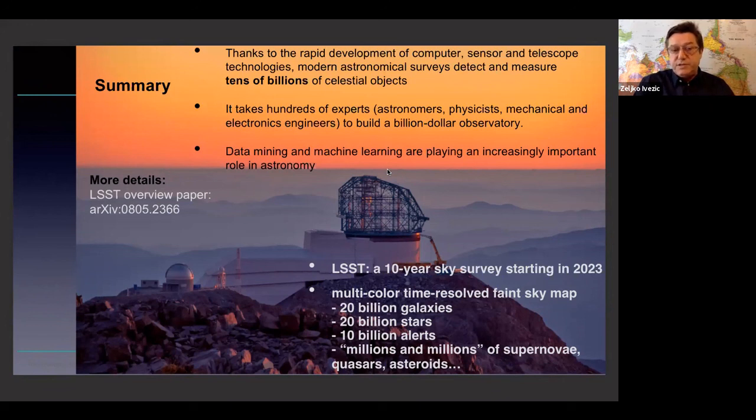To accomplish this goal, you really need not just astronomers, not even just astronomers and physicists, but also other professions: computer scientists, and most notably mechanical and electronics engineers to design the cutting-edge instrumentation. And you need lots of money too. And lastly, because we are working with tens of billions of objects, and because of the rapid development of computer technology, just as in many other fields, in astronomy data mining and machine learning are also playing an increasingly important role today.